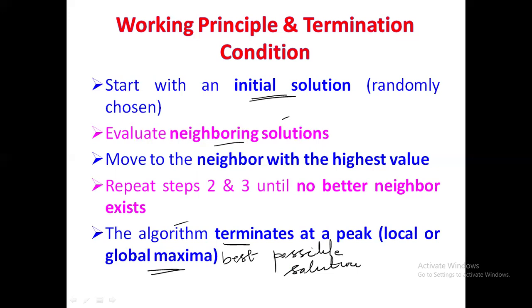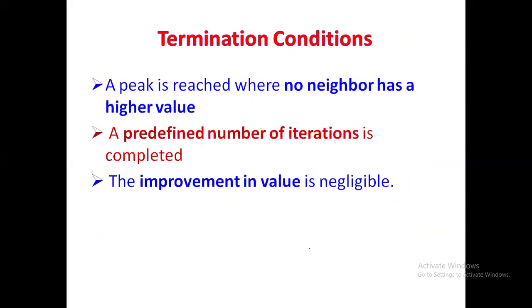Due to its greedy nature, hill climbing can get stuck in local optima, plateaus, or ridges, which may prevent it from finding the absolute best solution. And what are the termination conditions of this algorithm? The hill climbing algorithm stops when one of the following conditions is met. A peak is reached. The algorithm stops when it finds a state where none of the neighboring states have a higher value.